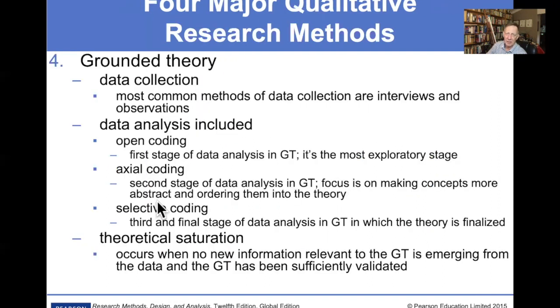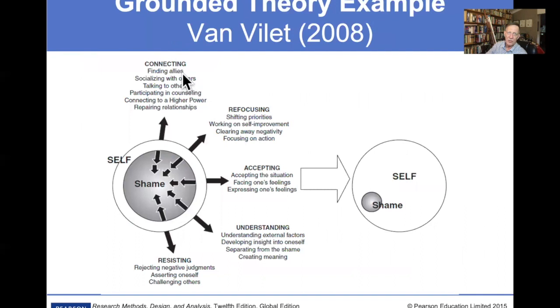Axial coding is the second stage of data analysis. It focuses on making concepts more abstract and ordering them into a theory. As soon as you have these larger themes, which were identified in the open coding, you start to abstract the concepts and refine them so that they start forming to make sense as a theory. All right.